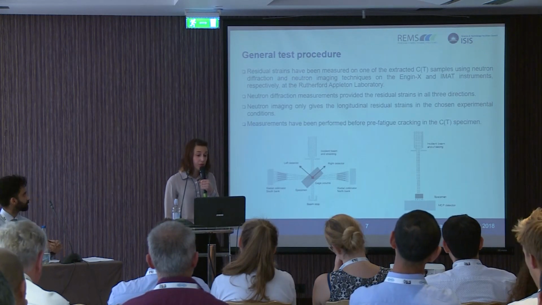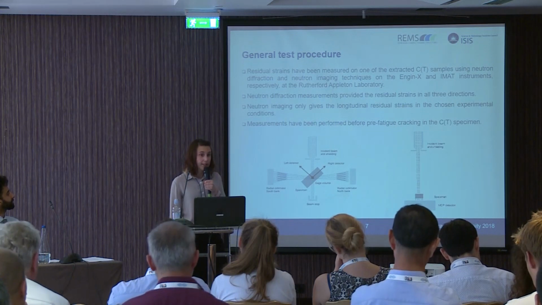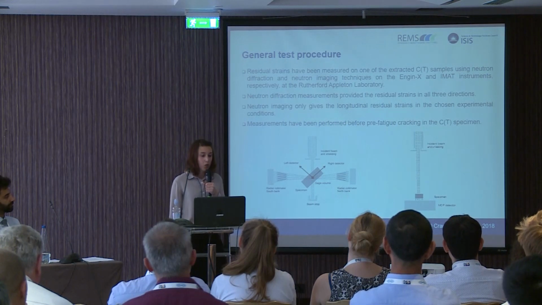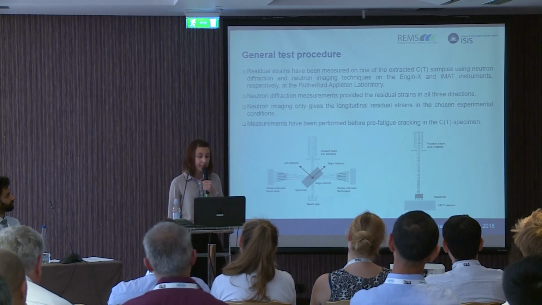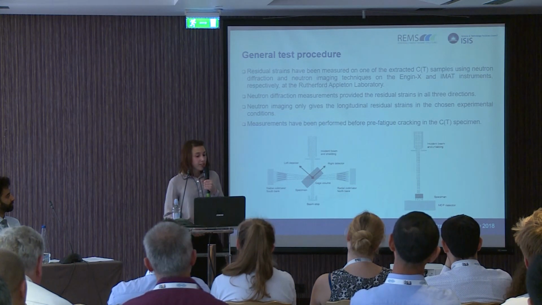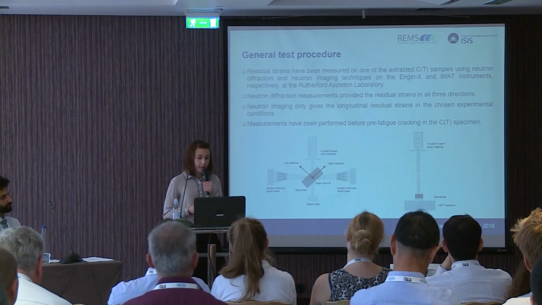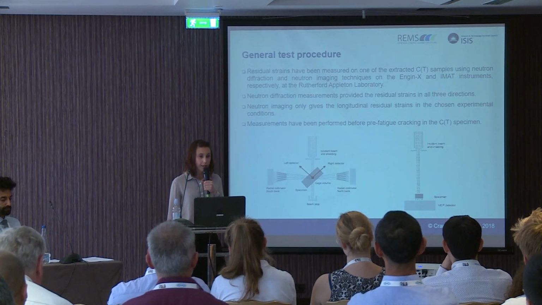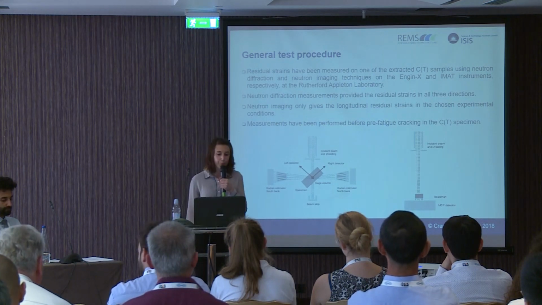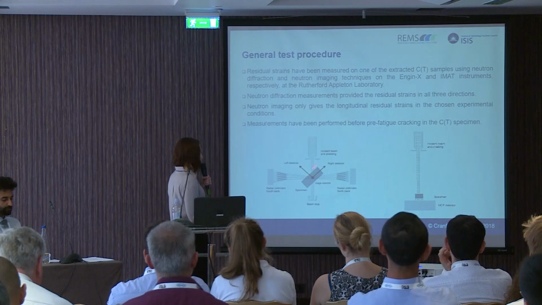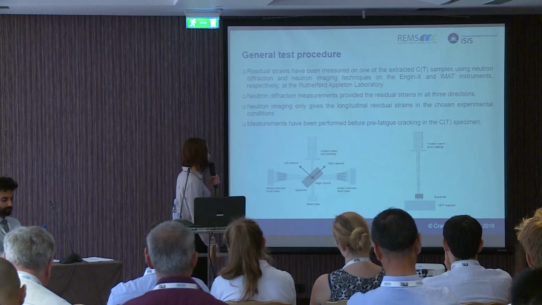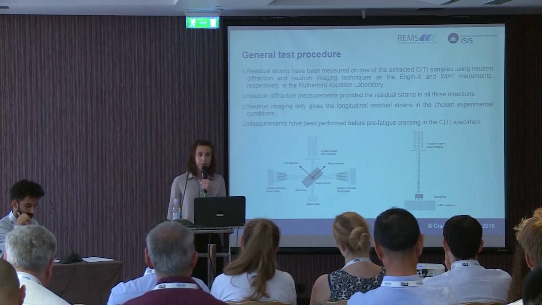So regarding the general test procedure, residual strains have been measured on one of the extracted compact tension specimen using neutron diffraction and neutron imaging techniques on NGINX and IMAT at the STFC. So neutron diffraction measurements provide residual strain in all three directions, while neutron imaging only gives the longitudinal residual strain in the chosen experimental conditions. So here is a schematic of the neutron diffraction setup, and this is neutron imaging. So measurements have been performed before pre-fatigue cracking.